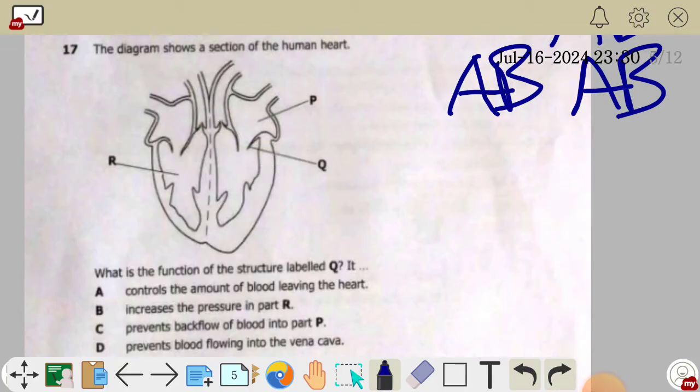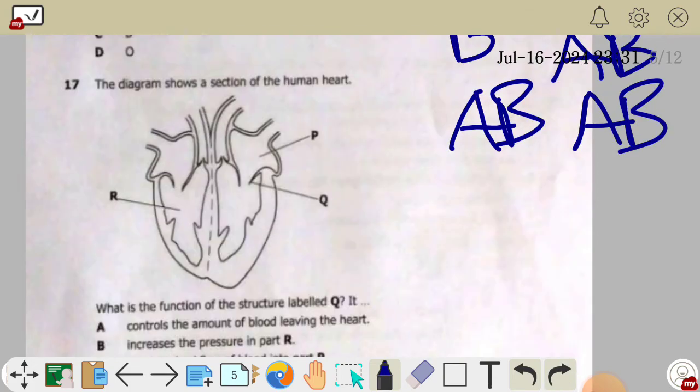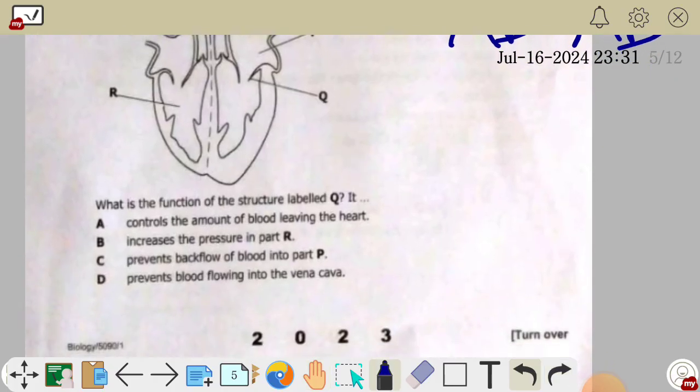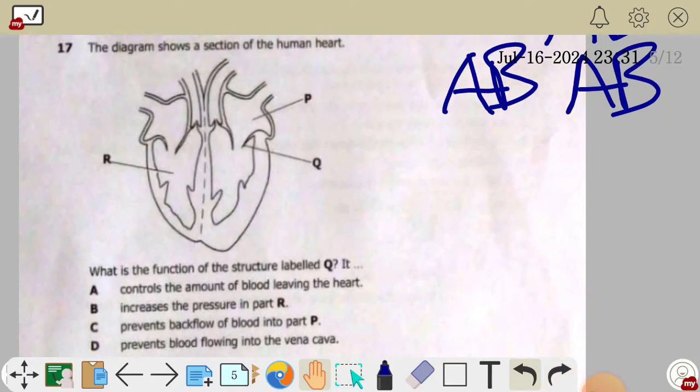Those valves are called mitral valves. Okay, so those are mitral valves, or we can call them bicuspid valves. They prevent backflow of blood into part P. Okay, they prevent the backflow of blood into part P. So the correct answer here is they prevent backflow of blood into part P, which is C. So for question 17, the correct answer is C.